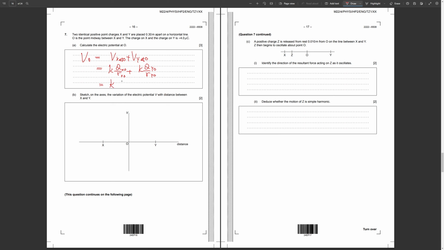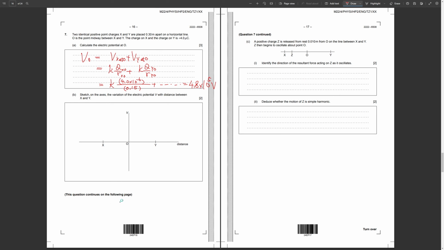So you have the charge of X, which is 4.0 times 10 to the power of negative 6. The distance is the midpoint between their separation, 0.15. The other one is completely the same, so I skip it here. Just put them into your calculator, then you will find 4.8 times 10 to the power of 5 volts.